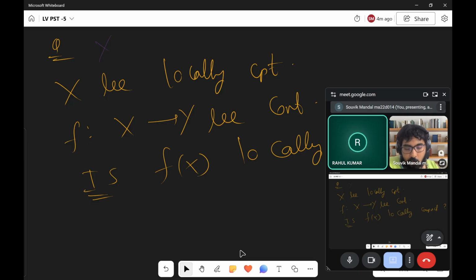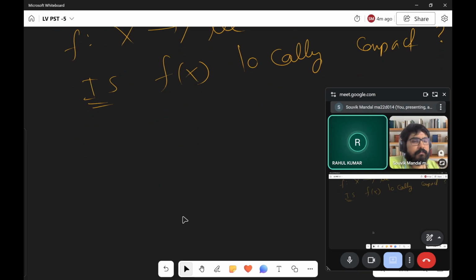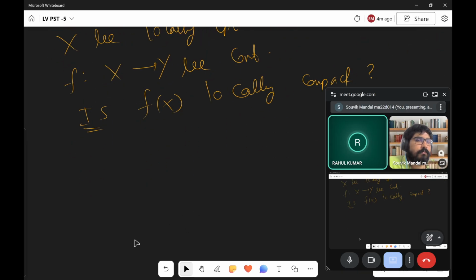X is locally compact, so there exists a C which is a compact subspace of X. And if f is continuous, then f of C is compact also. So there exists a point x belonging to C, so f of x belongs to f of C. So f of X is locally compact.